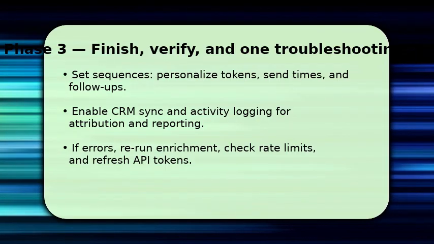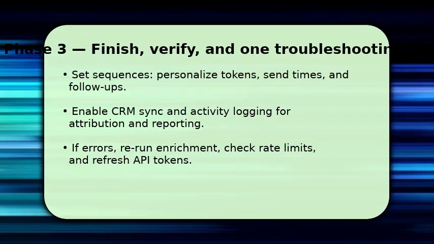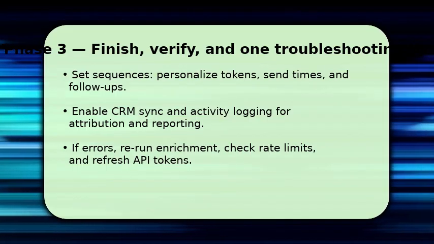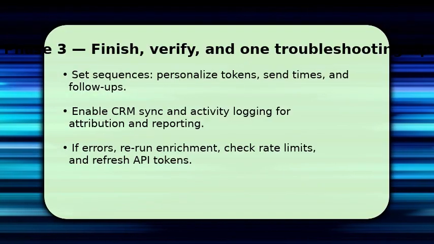This keeps reporting clean. When campaigns run, monitor deliverability and reply rates and iterate messaging. If something breaks, rerun enrichment on failing contacts, check API rate limits and integration status, and refresh API tokens. That usually resolves missing.